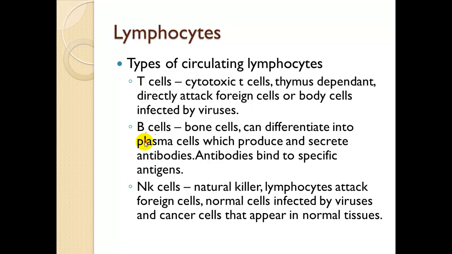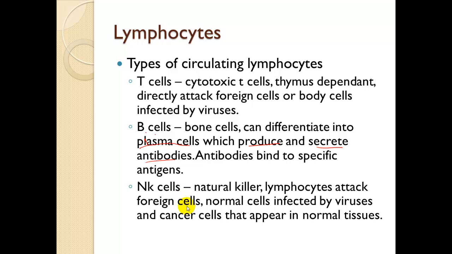The B cells, or bone cells, can differentiate into plasma cells, and plasma cells, the important thing on this, produce and secrete antibodies. So this is what's going to give us our long-term immunity. Antibodies bind to a specific antigen, and that's what throws the flag up in our immune system: there's a war over here, please come help.